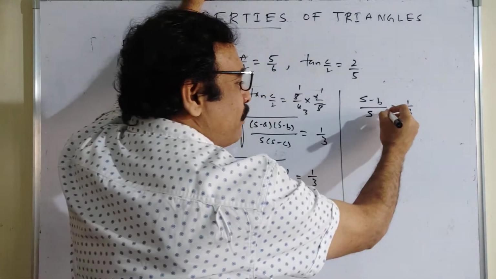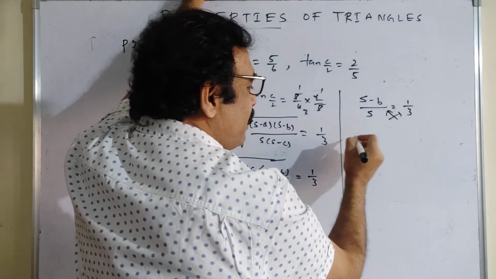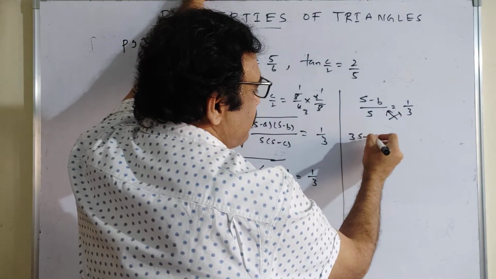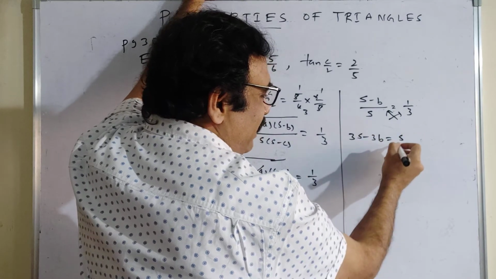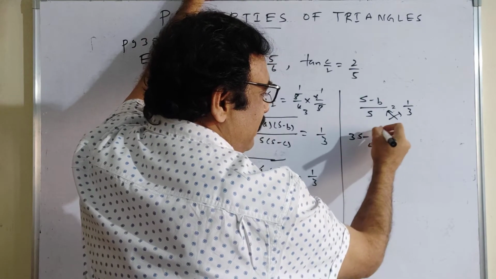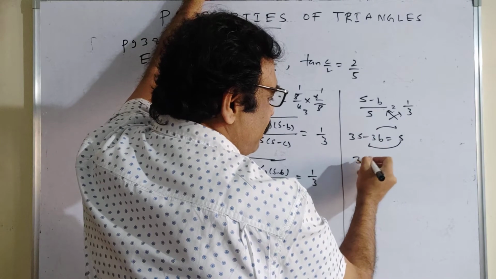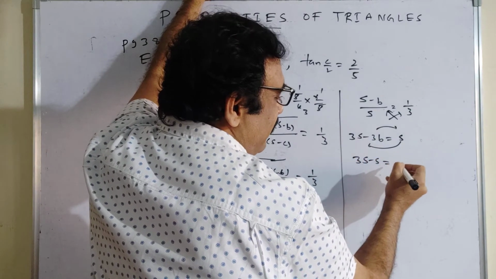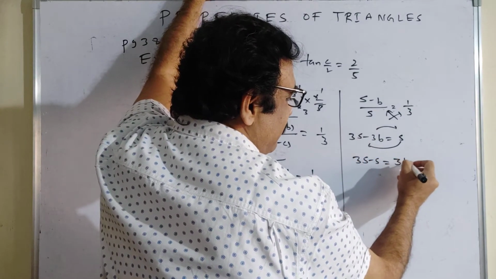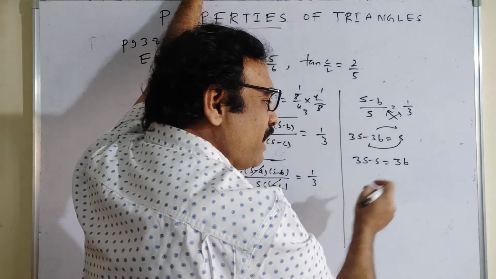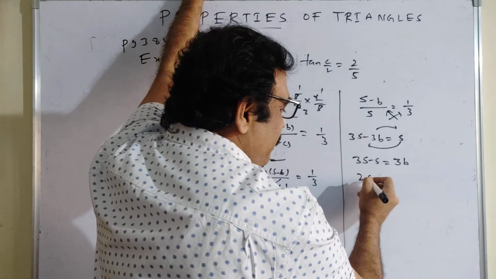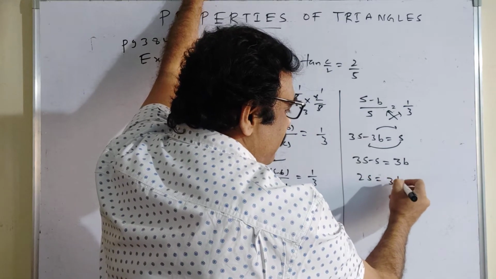Now, upon cross multiplication, what exactly are we going to get? This is 3S minus 3B is equal to S. You are taking this to the left hand side and this to the right hand side. You are going to get 3S minus S is equal to 3B. Taking 3B to the right hand side, minus 3B will become plus 3B. This is going to be 2S, that is nothing but 3B.